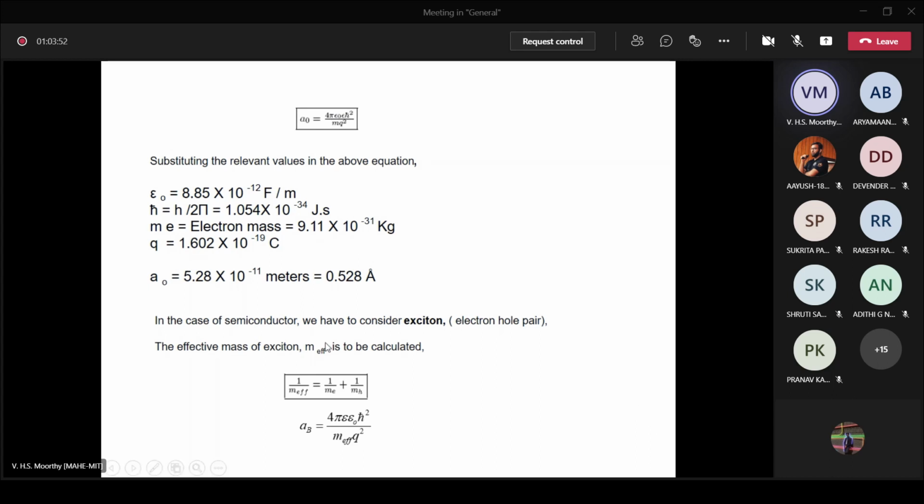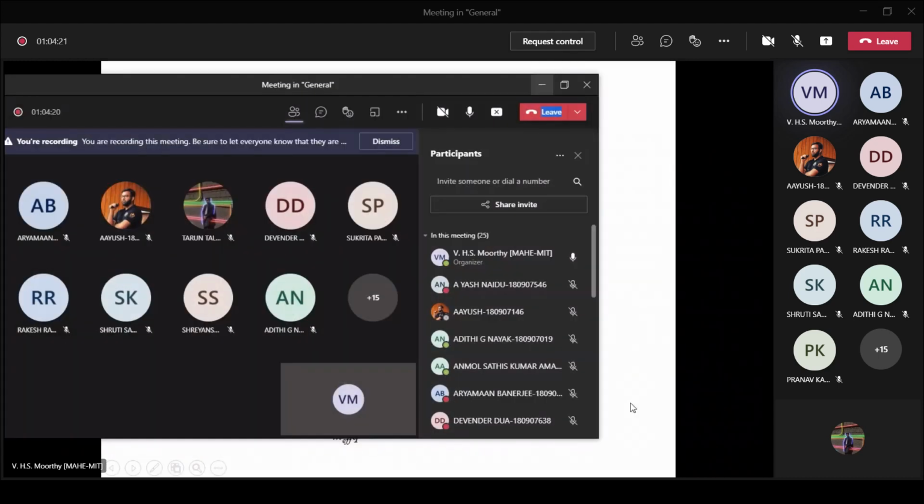Epsilon 0 is equal to 8.85 times 10 power minus 12 farad per meter. H cross is equal to h by 2 pi, equal to 1.054 times 10 power minus 34 joule second. Me, the electron mass, is equal to 9.11 times 10 power minus 31 kg. Q, the charge of the electron, is equal to 1.602 times 10 power minus 19 coulombs. Now please calculate A0.